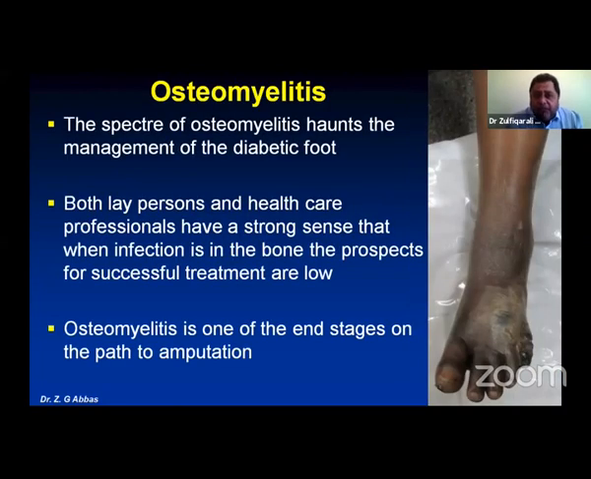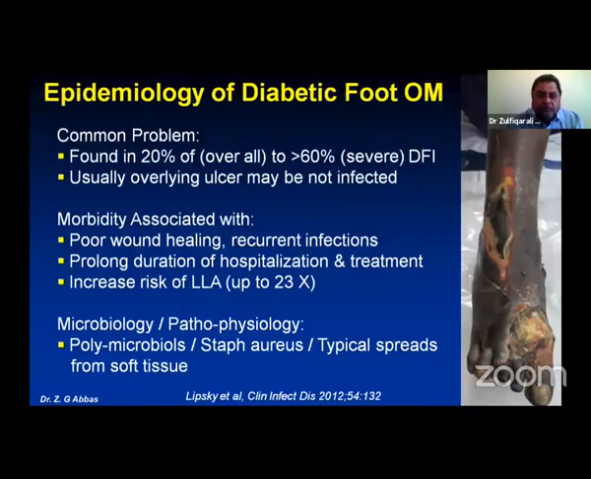Osteomyelitis is a spectrum of osteoarthritis. In the management of diabetic foot, both laypersons and healthcare workers become very worried when they hear that the bone is involved, as usually the prospects for successful treatment are very low. Osteomyelitis is one of the end stages on the path to amputation, but I insist it's not an indication for amputation. Overall, if you take infected diabetic foot ulcers, you find 20% of them have already got osteomyelitis.